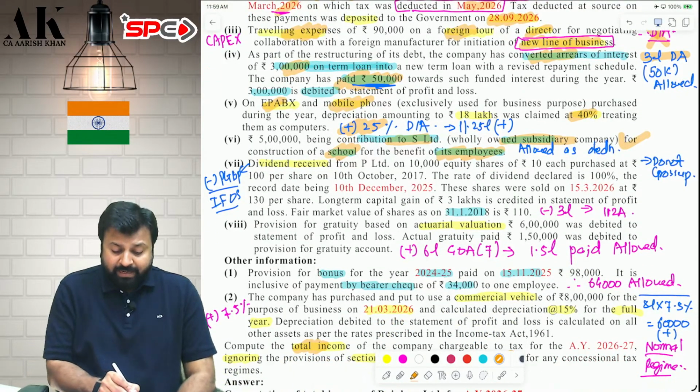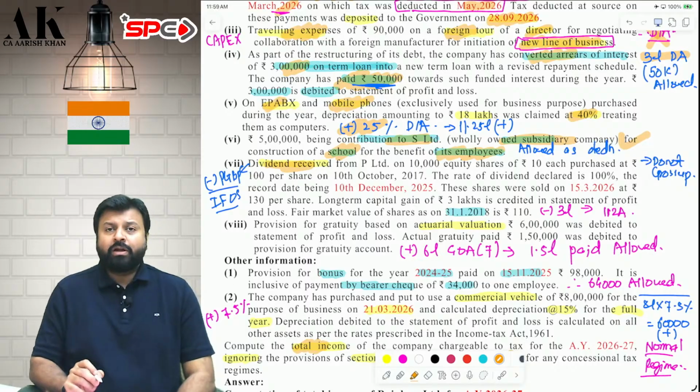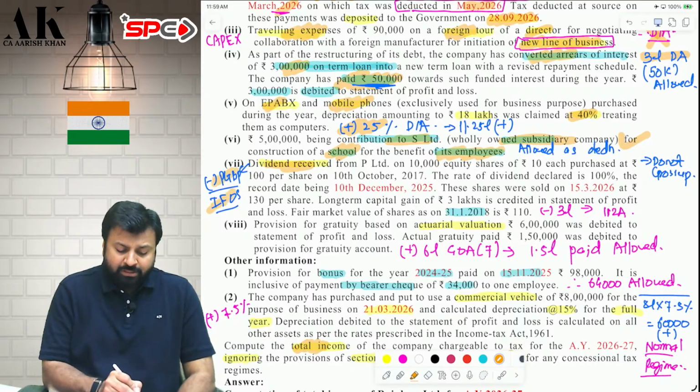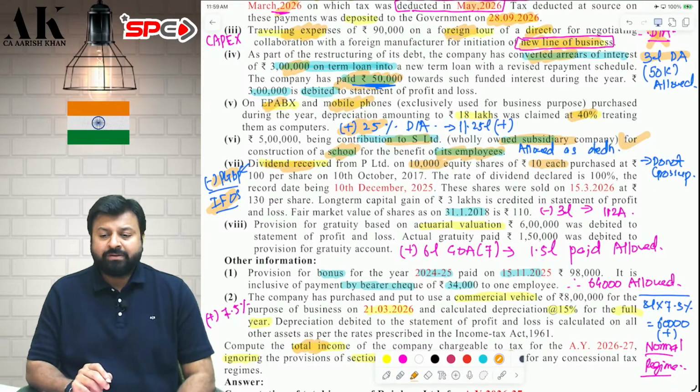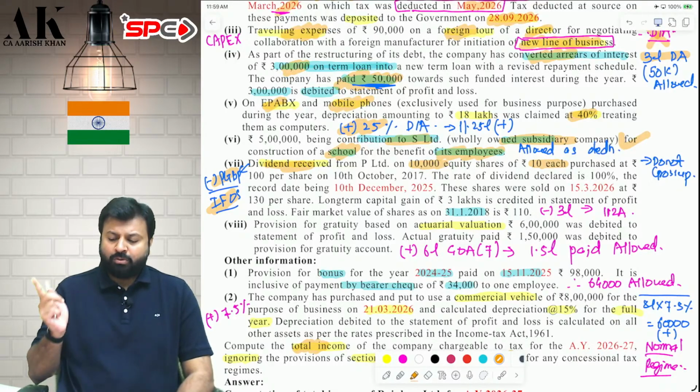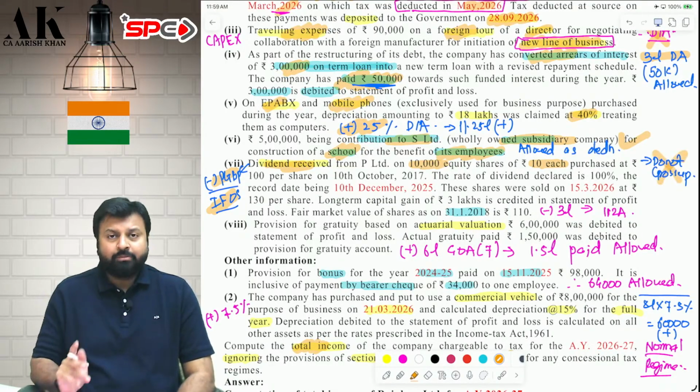Next one, dividend you are receiving from a company. So whatever dividend you are receiving, reduce it from here and show it under PGBP. How much dividend are you receiving? 10,000 equity shares of 10 rupees each. Therefore, 1 lakh rupees dividend you are receiving, reduce from PGBP and show under IFOS. Okay, do not gross up, do not gross up.